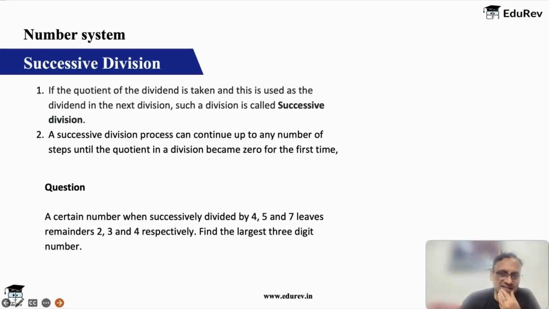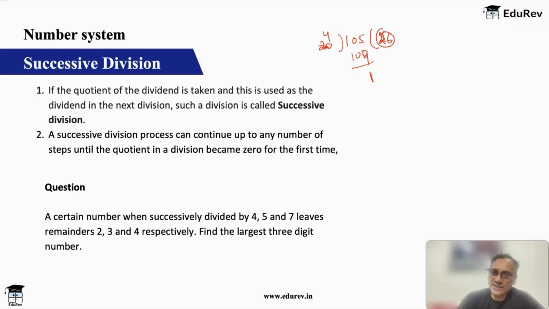So what I mean by successive division is, let's say I have a number 105. This 105 I divide by, let's say, 20. This will get divided 5 times, 100. Let's not take 20. Let's take a smaller divisor. Let's say I'm dividing it by 4. If you divide it by 4, you can divide it 26 times. You'll get 104, you'll get 1 as the remainder. So your quotient is 26.